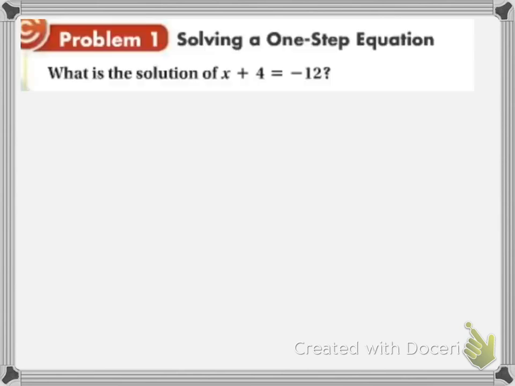Either one doesn't matter. So, again, one-step equations. What is the solution of x plus 4 equals negative 12? Again, as you go across the equal sign, I always like to draw a break point there because when I cross the equal sign, I have to do the opposite operation. So we're adding 4 here. I want to make sure I subtract 4 from both sides. So I end up with x equals negative 16.